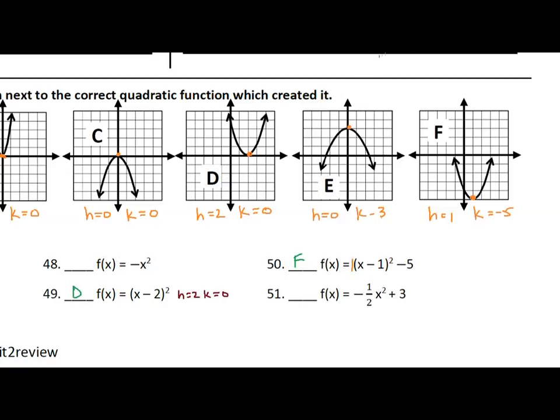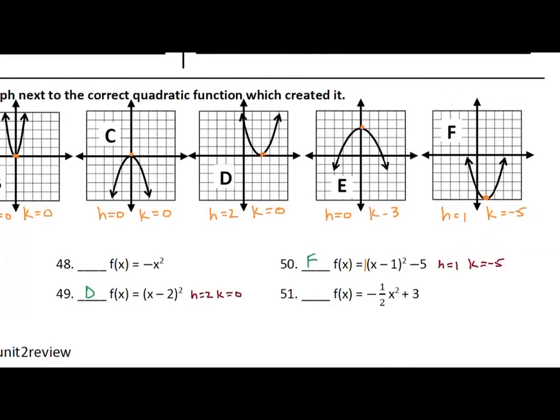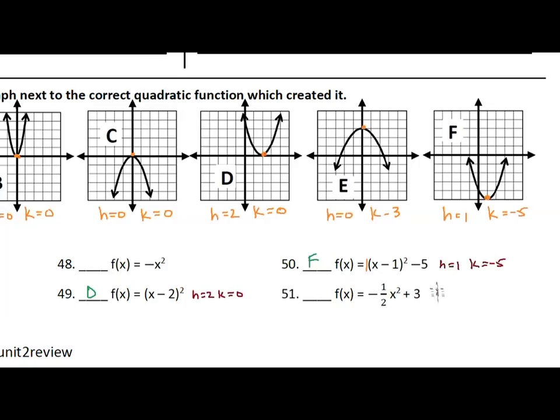And let's go ahead and write this so we notice what we did. This one we had an H value of 1 and a K value of negative 5. Let's find another one where we have an H and a K. Looks like the only one is 51. In 51, our H value is 0 because there's no X minus or plus anything, and our K value is 3. That matches this one right here, and sorry, because this was erased, that looks like negative 3. That was K equals 3. So that means this graph has to be E. So we've got D, E, and F done.